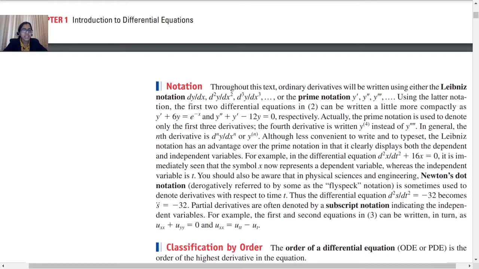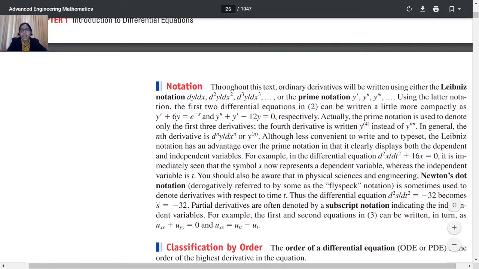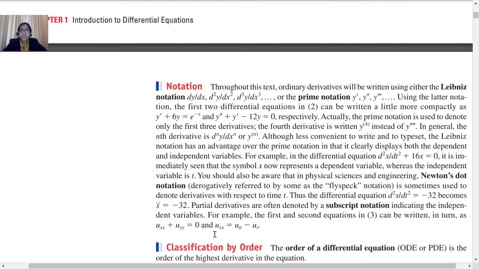Now in this textbook, there is a note about notation that you are seeing. Usually we write dy by dx or d square y by dx square or d cube y by dx cube. This is called the Leibniz notation. Or we have the prime notation, that is y prime, y double prime, y triple prime, and so on. But after y triple prime we write y raised to 4. Okay, that is the nth derivative. The nth derivative is given by d raised to n y by dx raised to n or y of n. And sometimes we also have the subscript notation, like uxx. This is how we denote the partial derivatives.